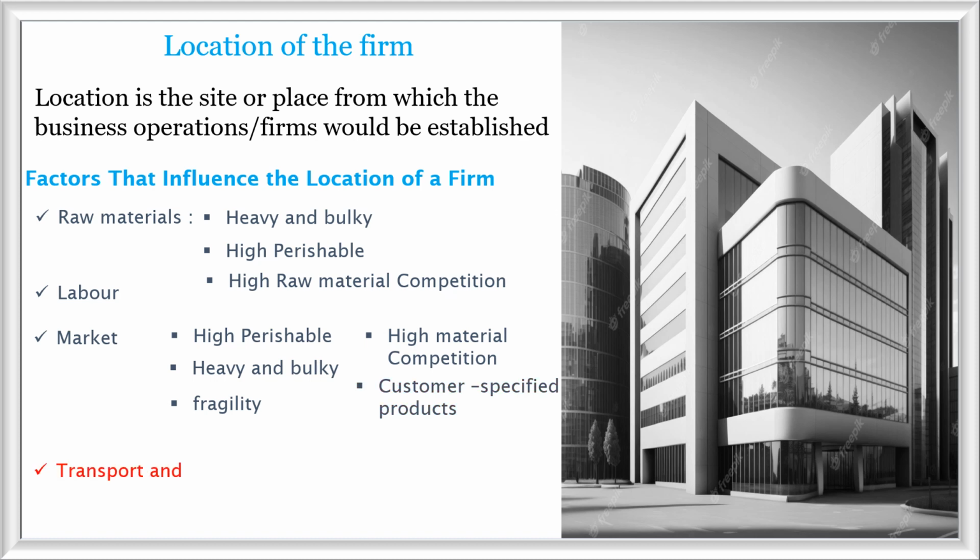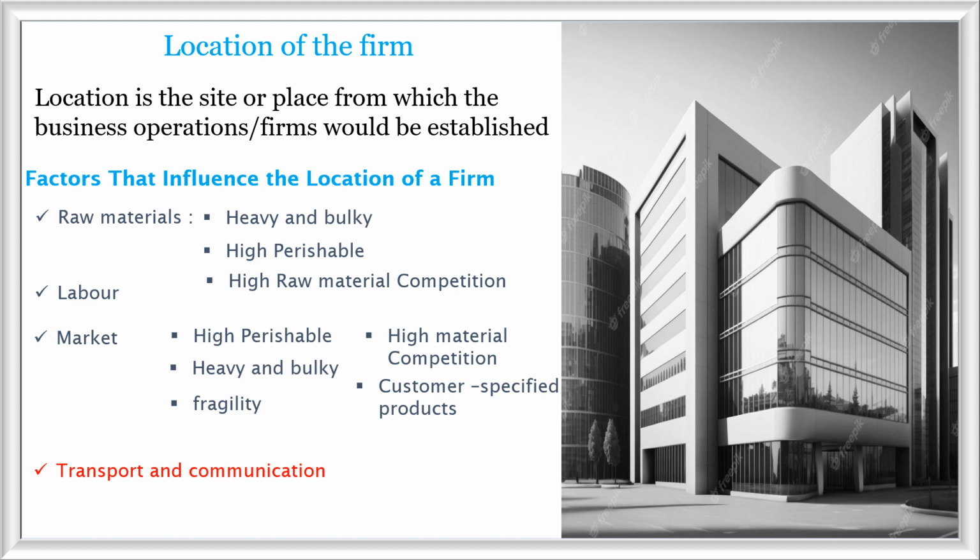Okay, then another factor that a farm should look into when it comes to making a decision on the location of the farm is transport and communication. A farm should be located in an area that is well served by means of transport, and this ensures that both raw materials and finished products can be transported with ease. And also a farm should be located in an area that is well served by means of communication. And this ensures that the farm is able to communicate with its customers and suppliers and vice versa.